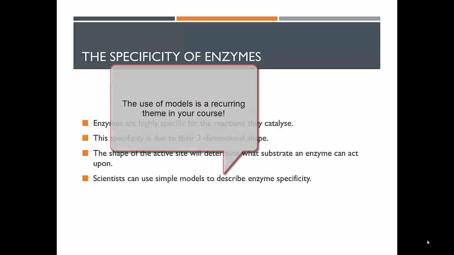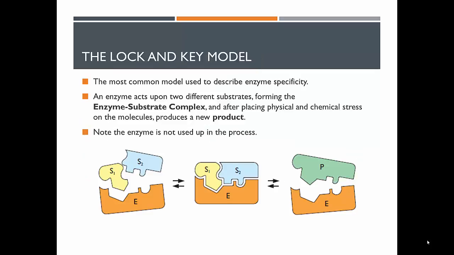So the first model that we're going to look at is the lock and key model, the most common model used to describe specificity. This is quite a good model for you guys to understand, like a key fitting into a lock. You get that keys are designed for a particular lock. But what we need to use this model to do is to understand what's going on with the actual process too.